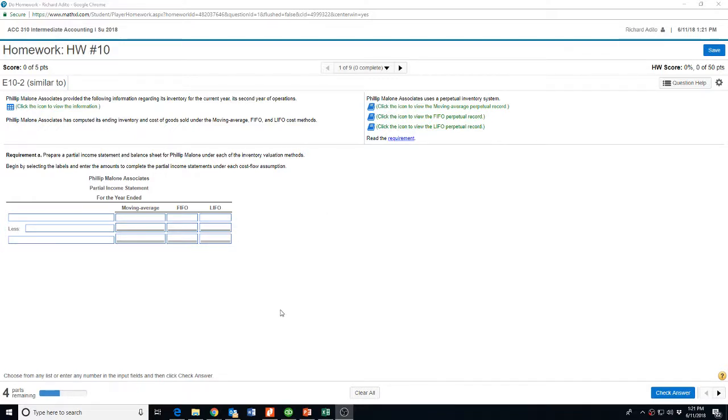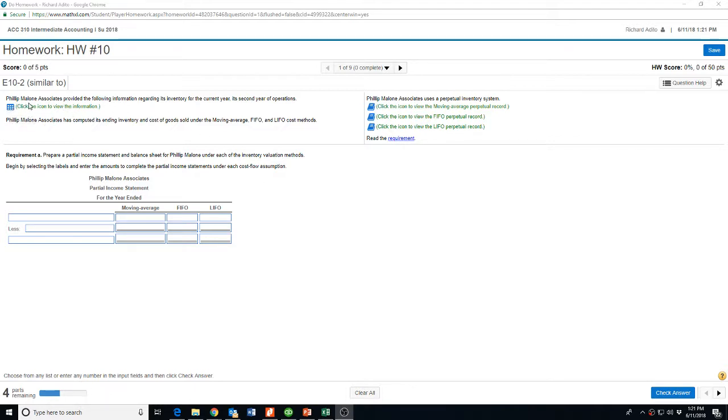Hello class, I'm going to try to get through this problem on homework number 10, which is E-2. It's an algorithmic problem, so my numbers will be different than your numbers, but you should learn the process to getting through this problem really quickly.